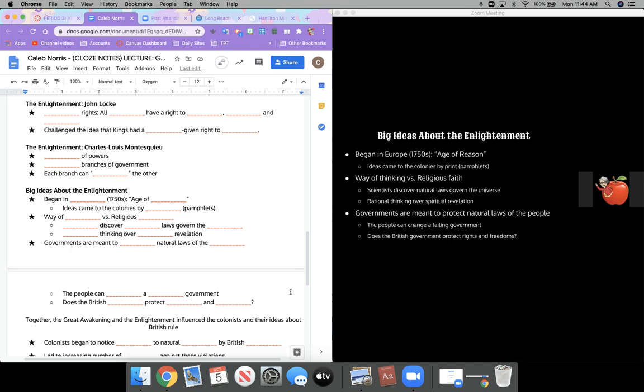And it made them start to question, does the British government protect our rights and freedoms? So as colonists, this question started to become planted in their heads, and that was going to be what pushed them to start the steps of the American Revolution.